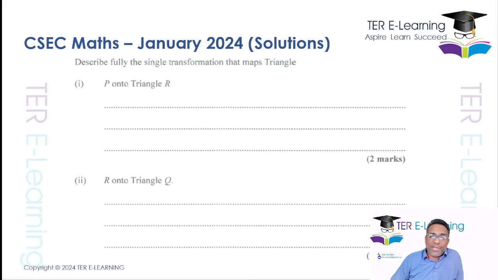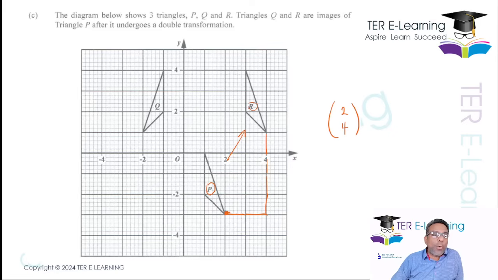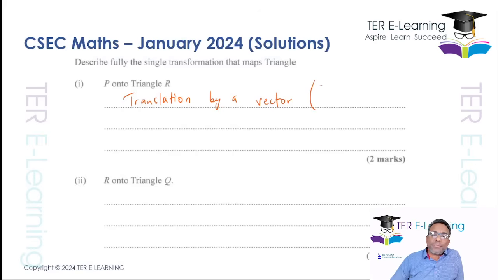So here's what you have to see in order to get the marks. You're going to say it's a translation by a vector, and the vector we said here is (2, 4). So you need to see this in order to get our mark, yeah? Right? So that's it. Translation by this vector here.